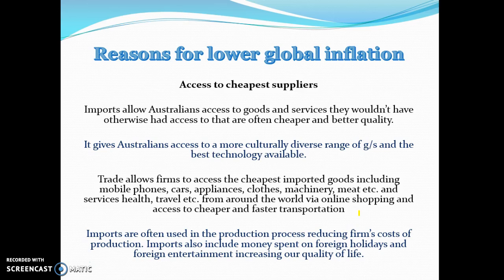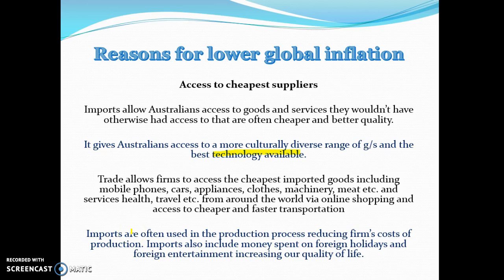The first one is that we get access to cheaper suppliers. So imports allow Australians to have access to goods and services that are often cheaper and better quality than what they are in Australia. And that allows us also to get access to the best technology from other countries, all of which makes us more productive and helps to lower our costs of production. So trade allows firms to get access to the cheapest imported goods, mobile phones, cars, appliances, etc., which all allows for reduced prices for consumers because they get directly included within the CPI.